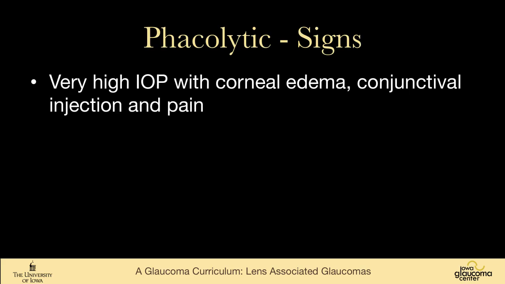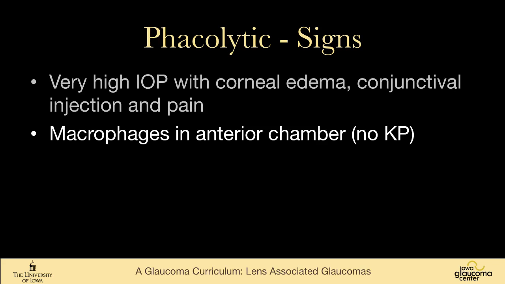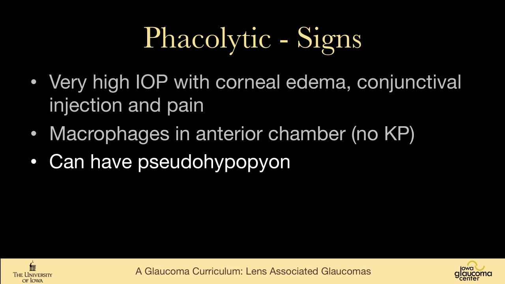They present with very high intraocular pressure, corneal edema, conjunctival injection, and pain. On exam, you see macrophages in the anterior chamber. So these are bigger than cells, and there's no keratic precipitates. So you have this marked reaction in the anterior chamber, but not KP. One can even have a pseudohypopyon from all of this stuff settling to the bottom.